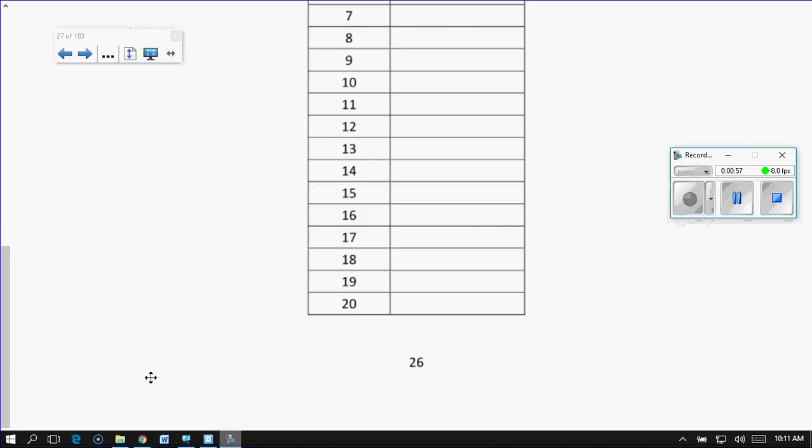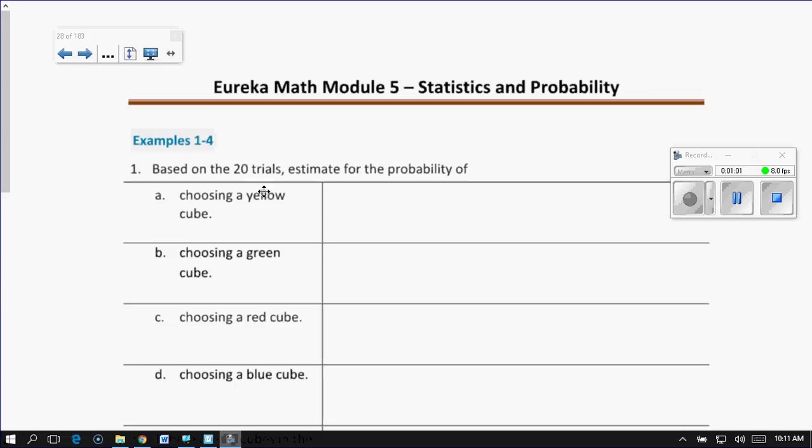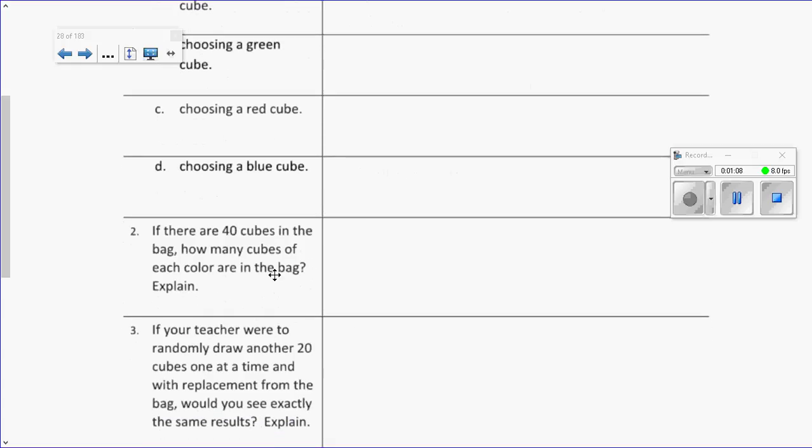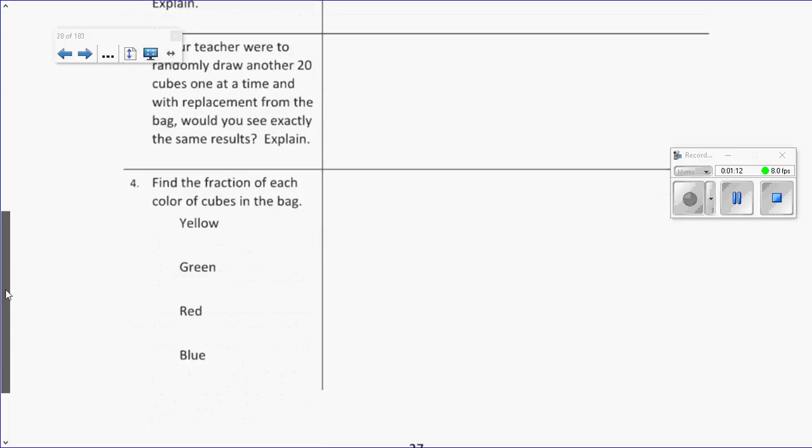All right, and then on the next page, it's going to say, based on the 20 trials, we're going to record how many of each color there were. And then if there were 40 cubes, how many do you think there were of each color, that kind of thing. So we're going to be doing that together in class, and that will take about 10 to 15 minutes. So we're going to set aside some time in class just for that.